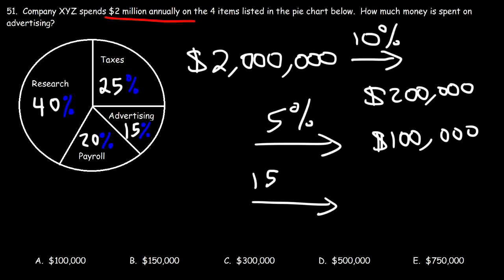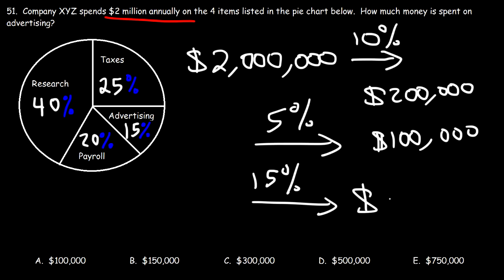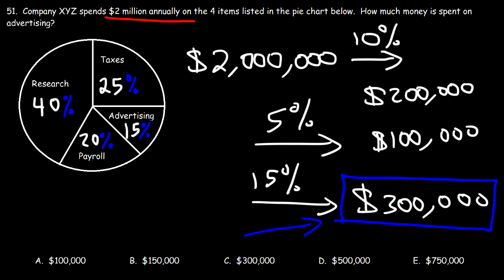And 15% is the sum of 5% and 10%. So it's going to be the sum of 100 and 200,000, which will be 300,000. And so that's 15% of 2 million. So this particular company spends that much money each year on advertising, which means C is the right answer.